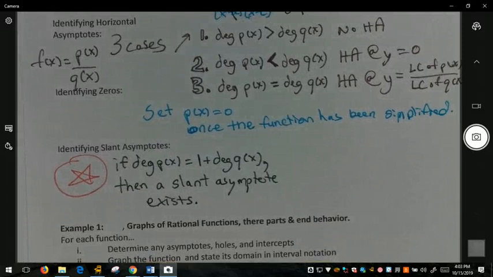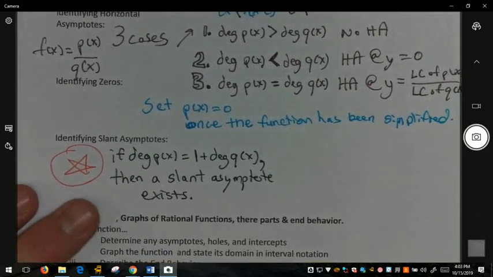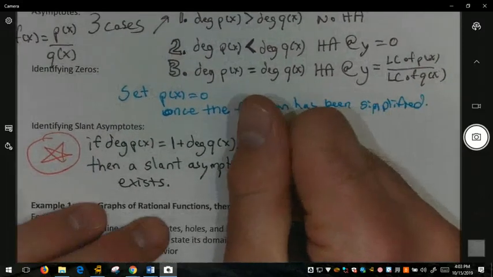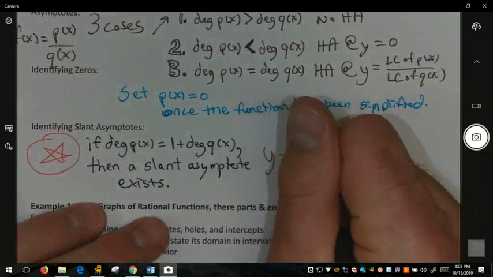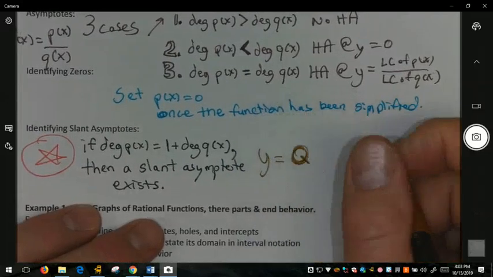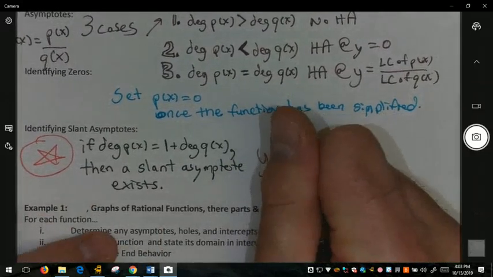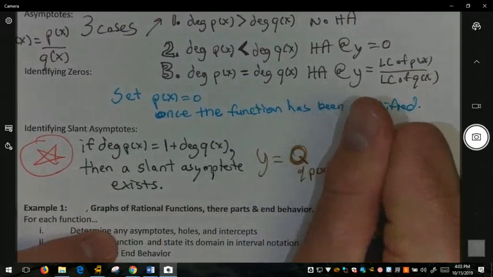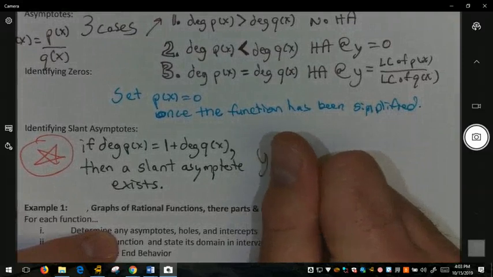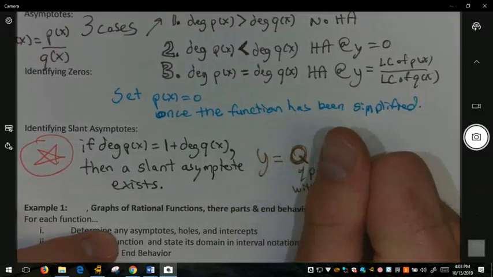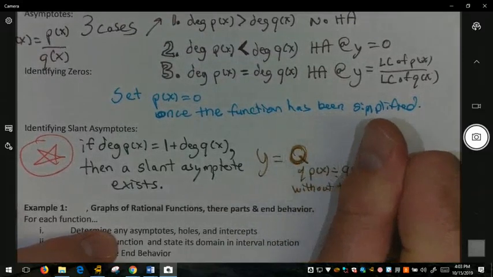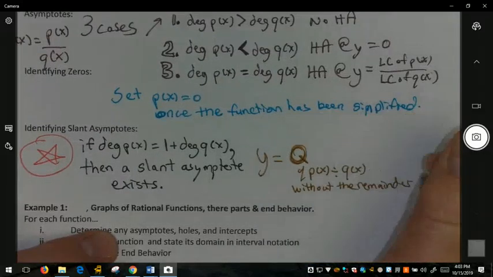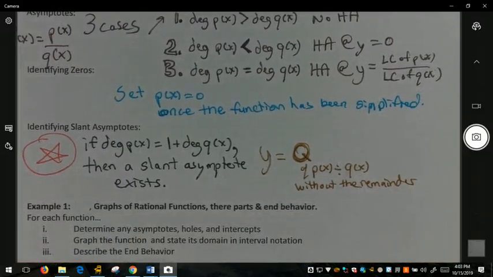And here's how we find it. The slant asymptote will have an equation of y equals q, the quotient of p of x divided by q of x without the remainder. We'll look at a numerical example of this in just a little bit.